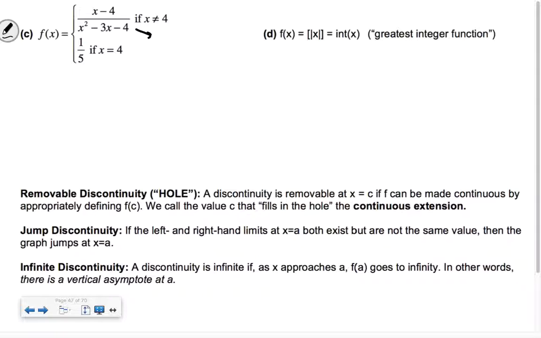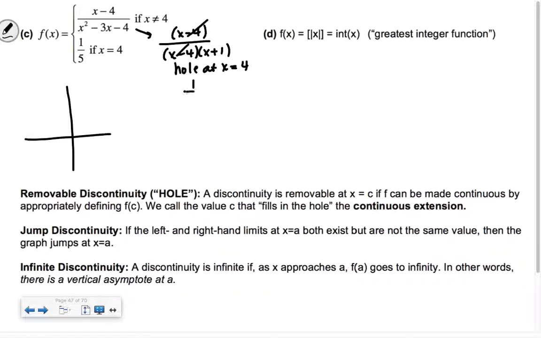So we're going to factor. So I have x minus 4 all over x minus 4 times x plus 1. So we know that there's a hole there. So if I was sketching this out, I would have the graph of 1 over x plus 1. Do you guys all know what that looks like? It looks like 1 over x, except it's been shifted in what direction? Left 1, the vertical asymptote is at -1. So otherwise it looks like this. But we know that there's a hole at 4.